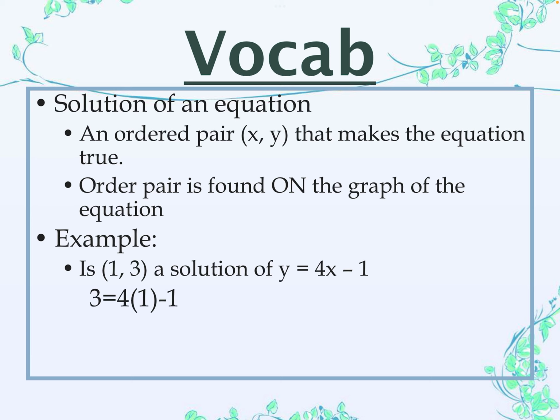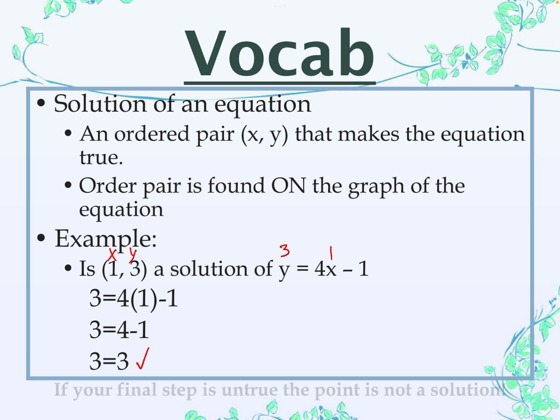Well, what we would want to do first is plug in those coordinates 1 and 3 into our equation. So where do they go? Well, x is 1 and 3 is our y coordinate. So we would just replace x and y, with 3 replacing y and 1 replacing x. So we get 3 equals 4 times 1 minus 1. Simplifying that, we get 3 equals 4 minus 1, and since 4 minus 1 is 3, we get 3 equals 3. So that is a true statement. 3 does equal 3. That checks out. So because of that, that's created a true statement, so the coordinate (1, 3) is a solution.